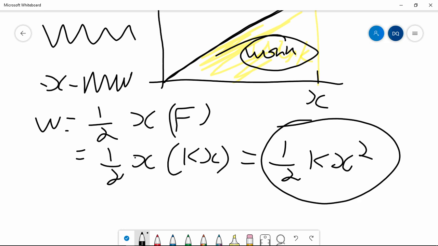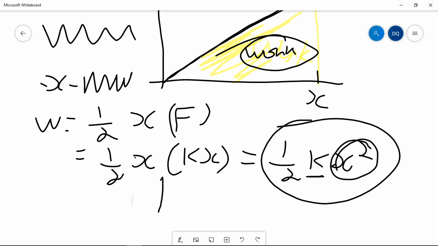And it's also equal to how much potential energy is in a compressed spring. The amount of energy in a compressed spring is proportional to the spring constant K and the square of the distance it's been compressed.